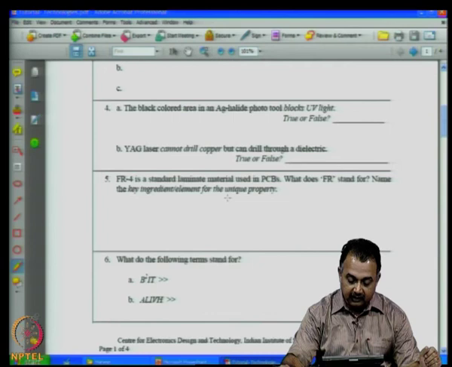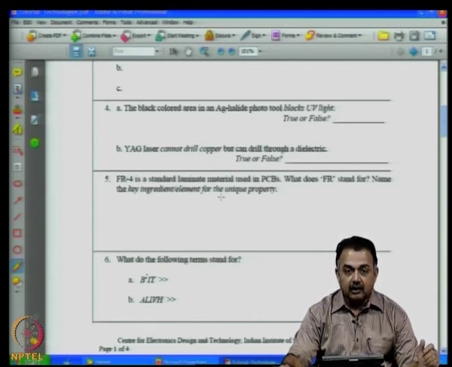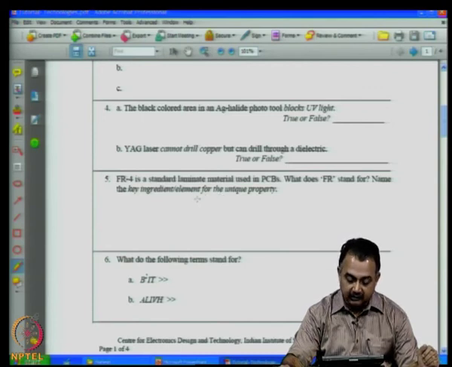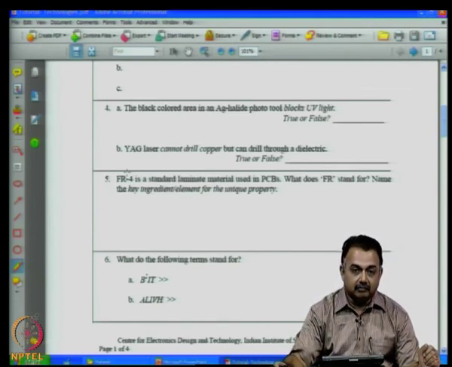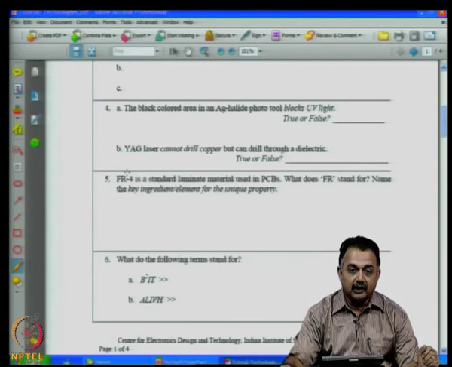FR4 is a standard laminate material used in PCBs. What does FR4 stand for? FR stands for flame retardancy or fire retardancy. Name the key ingredient or element for the unique property. The key element in the case of FR4 is bromine, which we normally use currently, but today it is being replaced by other materials since bromine is banned in the industry today.